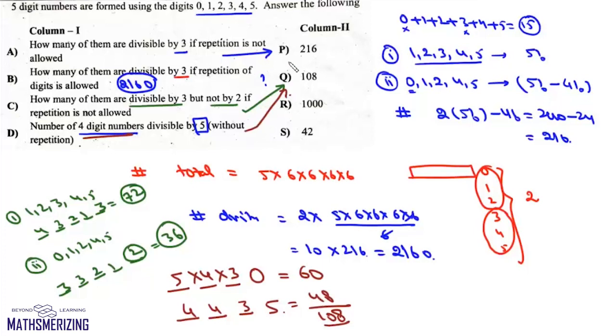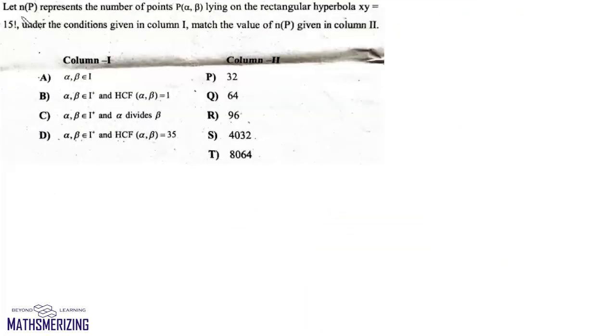So A matches with B, B doesn't match with anyone, C and D, they both match with Q. Now here the question is, let NP represent the number of points P(alpha, beta) lying on the rectangular hyperbola xy equals factorial 15 under the conditions given in column 1, and we have to match entries in column 1 with column 2. Now first we'll express this factorial 15 as exponent of primes.